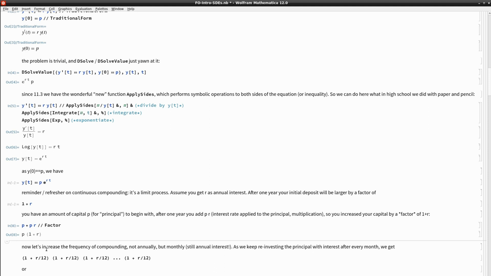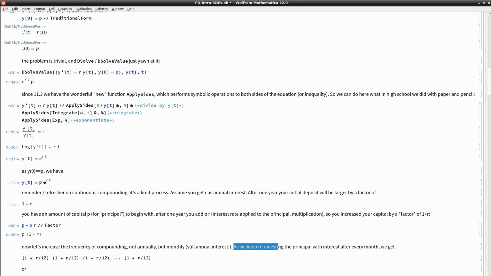Okay, next let's increase the frequency of the compounding. How about we don't do this annually, but we do it monthly? But it's still annual interest, right? These 5% are for the whole year. That means we have to divide the interest rate for every month by 12. Because we do it 12 times, but then of course an annual interest rate has to be divided by the number of compounding periods, in this case 12.